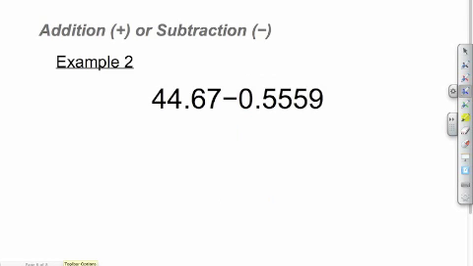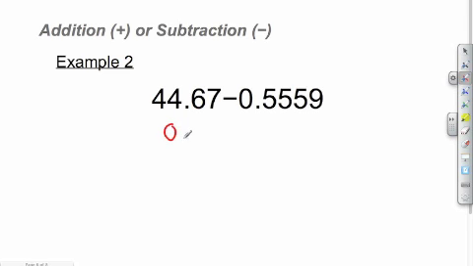In example 2, I'm subtracting 0.5559 from 44.67. The rule for addition and subtraction are the exact same thing. Alright, so like I said, I like to visualize where my decimal points are. Okay, and I like to line them up.